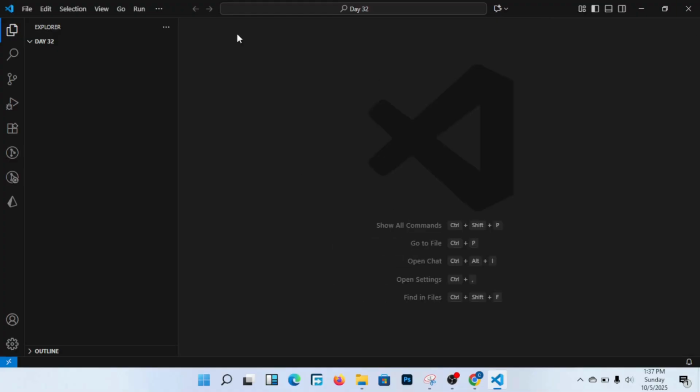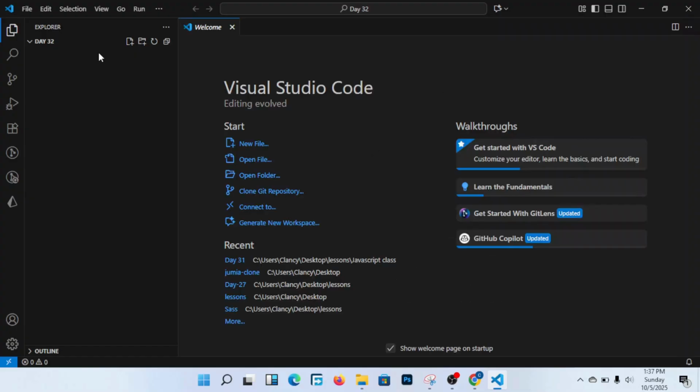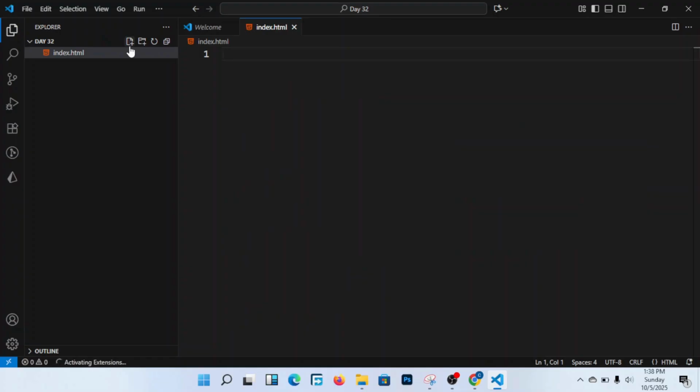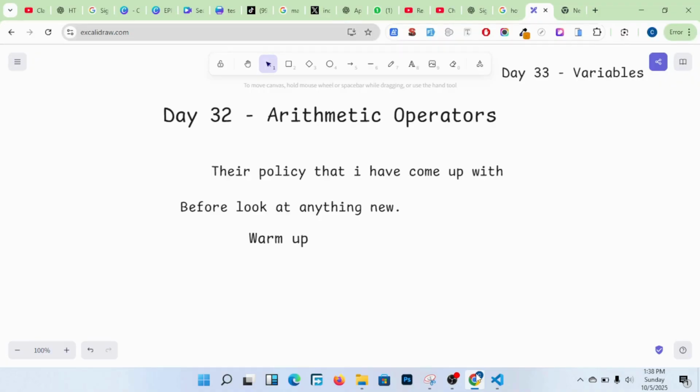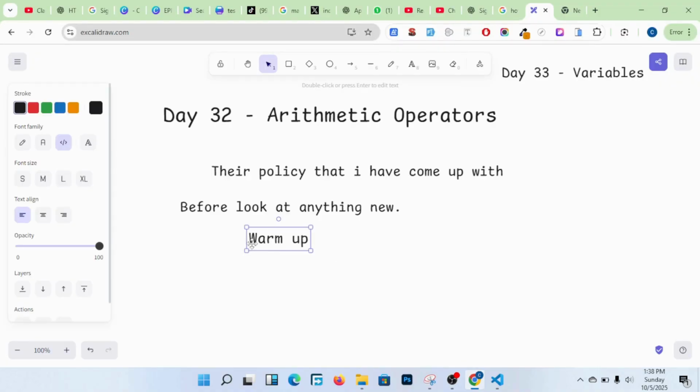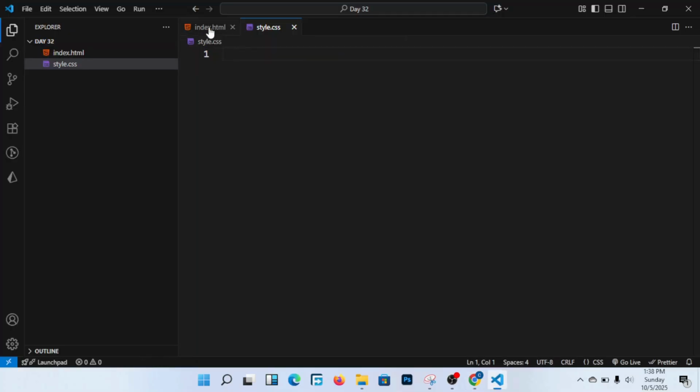I close here. Then I first put in my index.html and style.css very fast, since we looked at these a long time ago. Always and always we shall have a warm-up before we look at what we are going to cover in today's class. This is going to help us a lot.